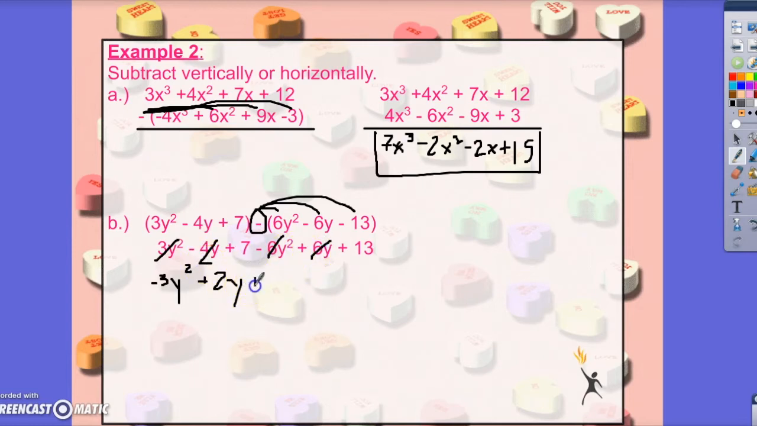Seven plus 13 is plus 20. And then that's my answer. Negative 3y squared plus 2y plus 20.